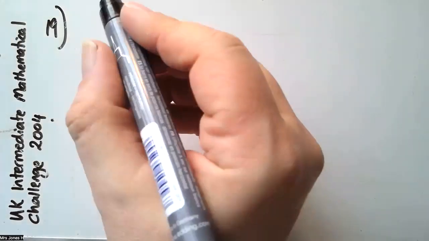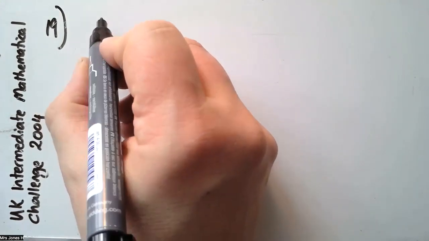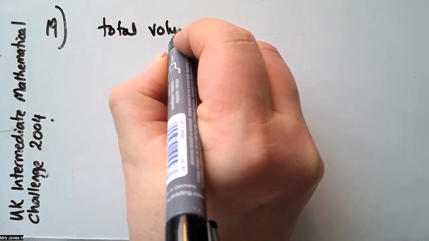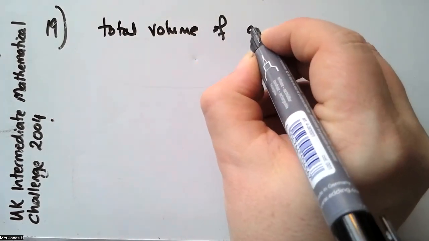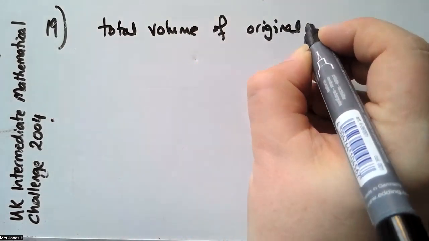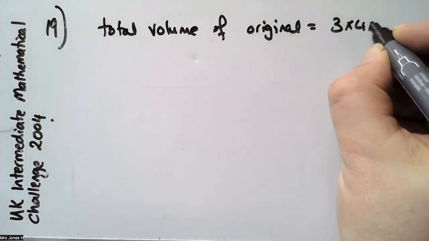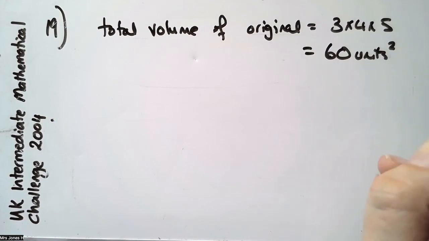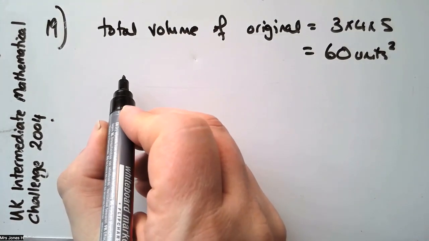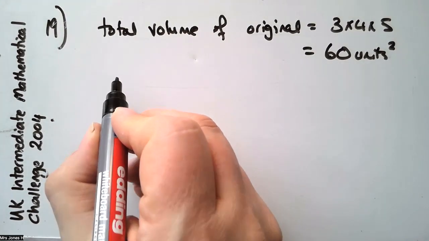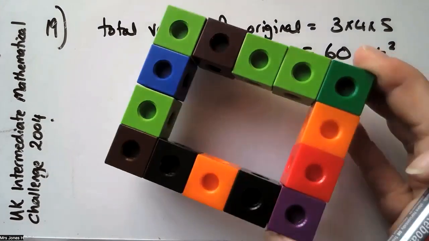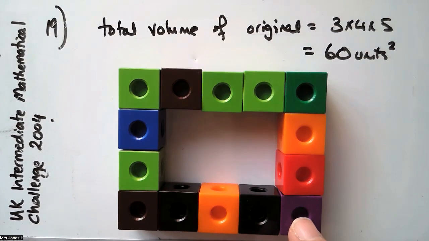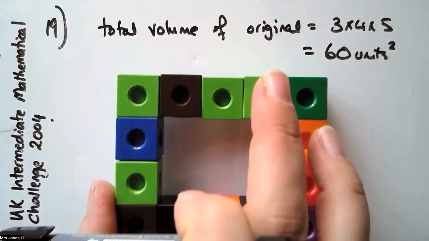So knowing now what we know, the total volume of the original is 3 by 4 by 5. There are only 4 blocks in the central layer. The top and the bottom have 5, that makes 10, 11, 12, 13, 14.